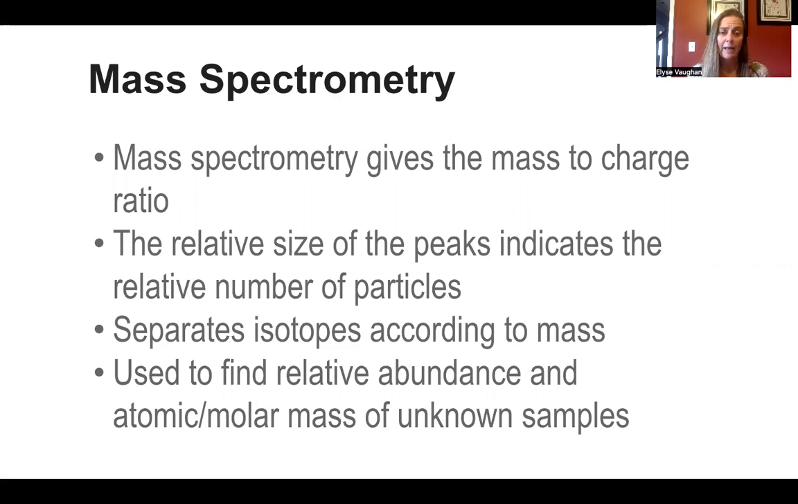So when we're looking at the spectrum that we get from mass spectrometry, the relative size of the peaks in the spectrum indicates the relative number of particles that have that mass. And so it actually separates the isotopes according to their mass, and it's used to find the relative abundance and the atomic or molar mass of unknown substances. And so when we talk about calculating the average atomic mass of an element, where we look at the abundance and the mass of the individual isotopes, this is where that data is coming from.